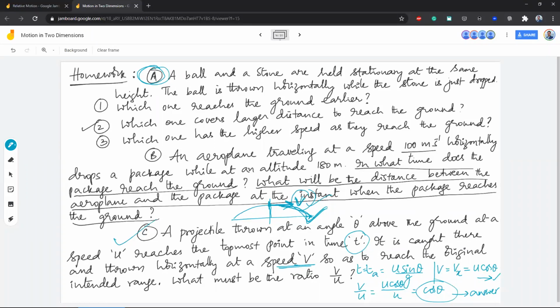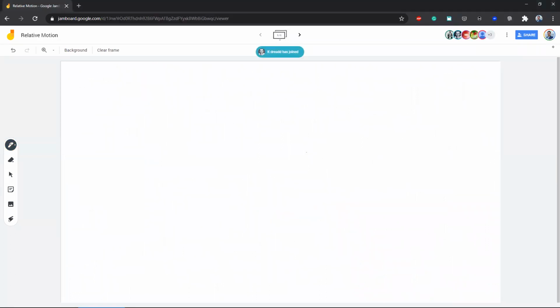I'm not going to open any links while on the chat. I'm sorry, I cannot do that. I'm closing this Jamboard now. We'll move on to relative motion. I'm closing the chat also. So, let us talk about relative motion here. Aryan raised hand.